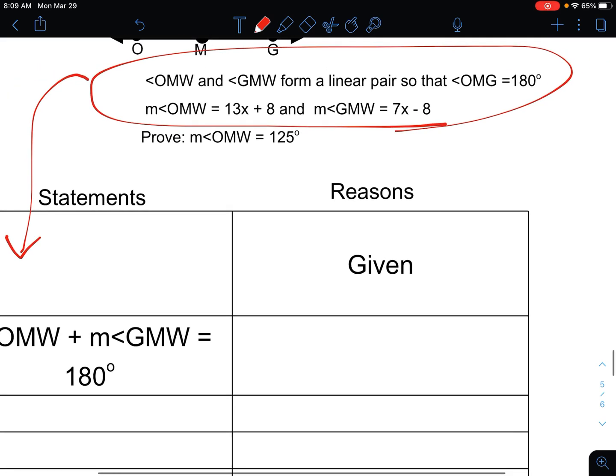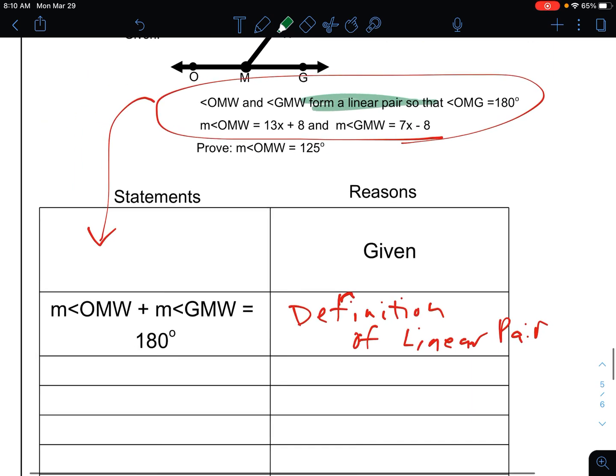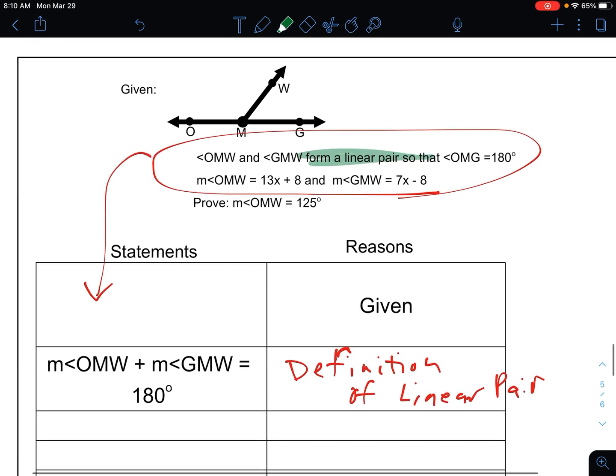How do I know that? That's the definition of linear pair. So that's like the geometry again. What allows me to say they add up to 180, that's the definition of a linear pair. And we're using that because it says form a linear pair, so we're going to use the definition of linear pair. So if they give you something, you're going to use it. Okay, not going to make this up out of thin air.